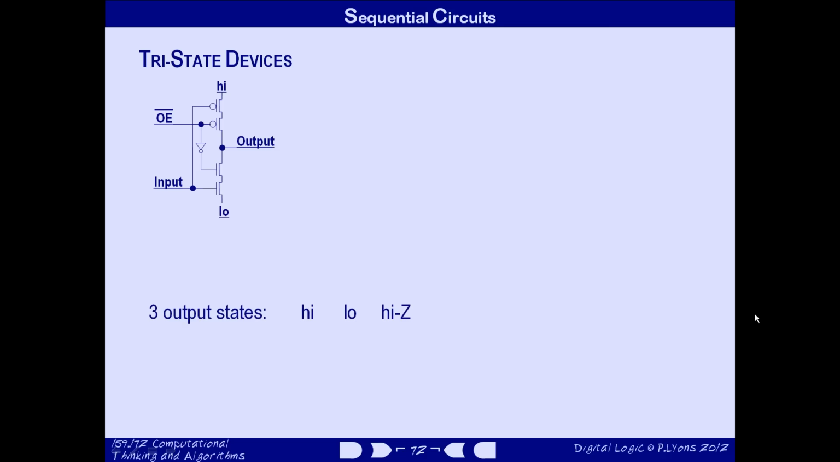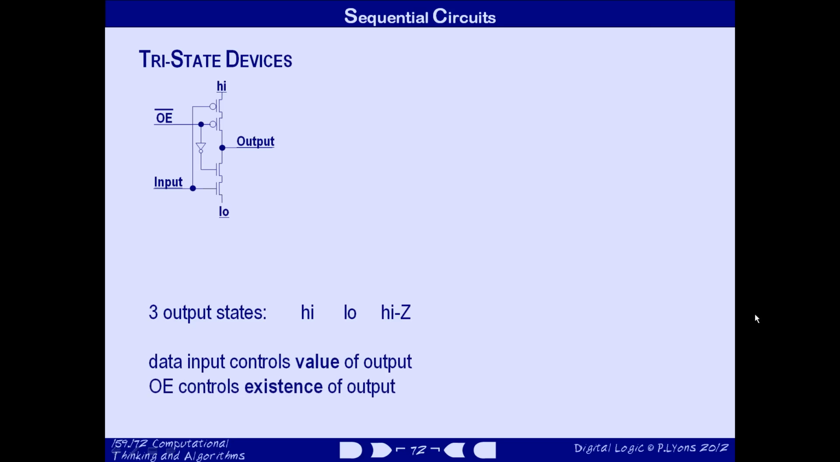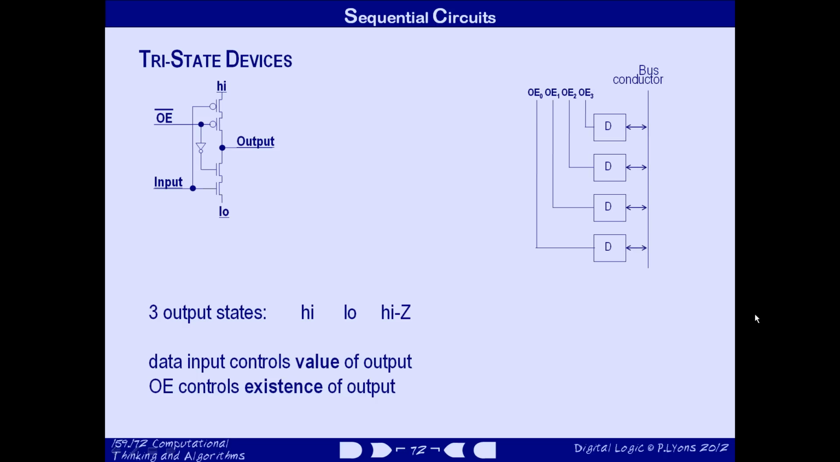This type of circuit is called a tri-state device because its output can have three different states: high, low, and unconnected. Electrically, that last option is called a high impedance output, and the electrical symbol for impedance is Z, so it's labelled high Z. The two inputs have different functions. The data input determines whether the output should be true or false, and the OE control input determines whether any Boolean output exists at all.